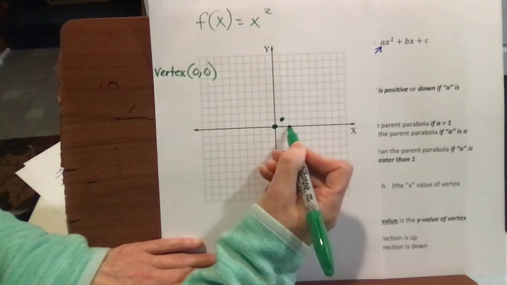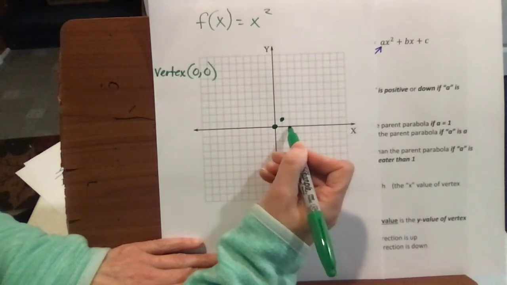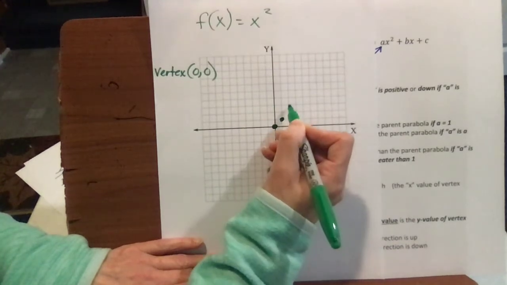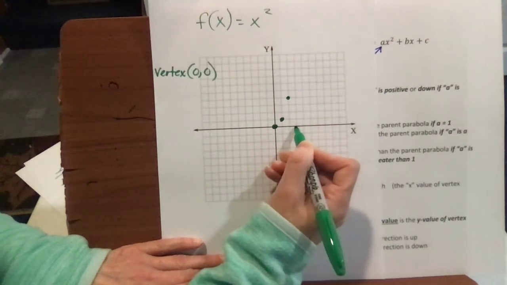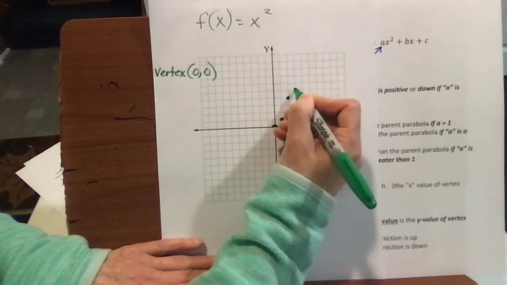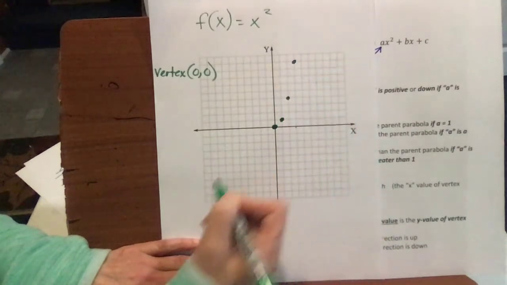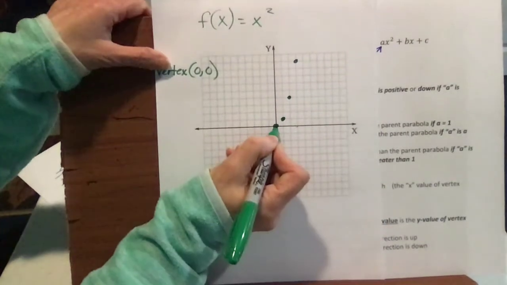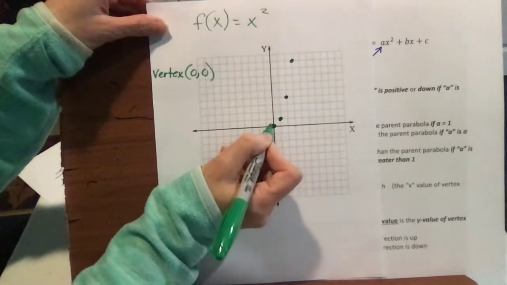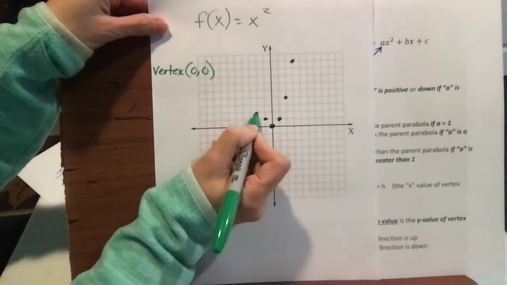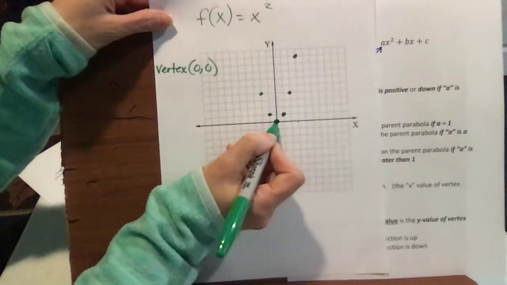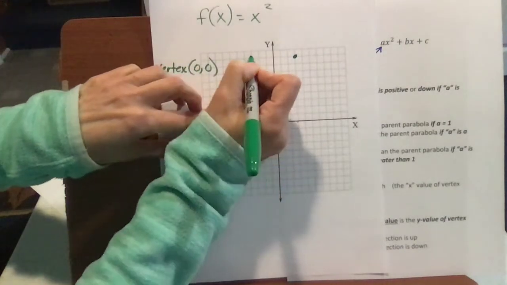If I move 1, 2 away from the vertex along the x, that's 2 x moves. I square the x, so 2 squared is 4. 1, 2, 3, 4. If I move 3 away from the vertex along the x, the 3 squared gives us 9. So 1, 2, 3, 4, 5, 6, 7, 8, 9. And now because we know this has symmetry, we can move 1 along the left side on x and go up 1. So use our symmetry. We can go 2 and go up 1, 2, 3, 4. And we can go 1, 2, 3 and go all the way up to 9.